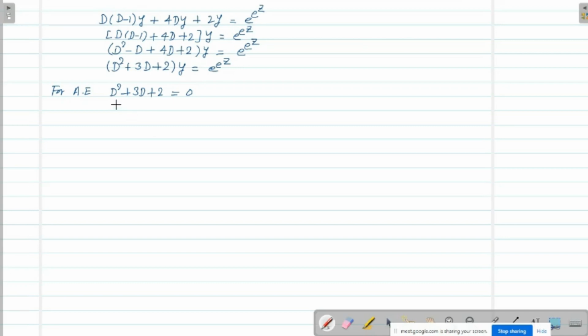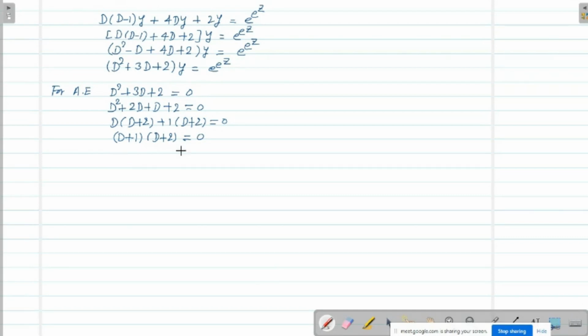What are the roots? Can you find them? Writing D square plus 2D plus D plus 2 equal to 0. This is D square, so I am taking D as common, D plus 2, and plus 1, D plus 2 equal to 0. So we write (D plus 1) in one bracket and (D plus 2) in another bracket, and this is equal to 0.